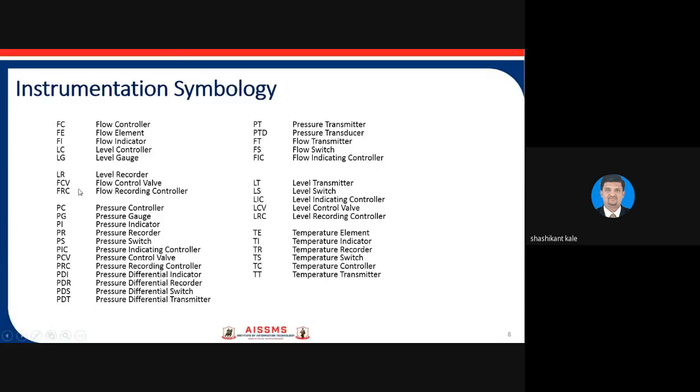We have already seen FC stands for flow controller, FI stands for flow indicator. If it is a level gauge, then level is shown as the parameter and G for gauge. FIC stands for flow indicator controller, and accordingly you can write the various standard names for various parameters or instruments.